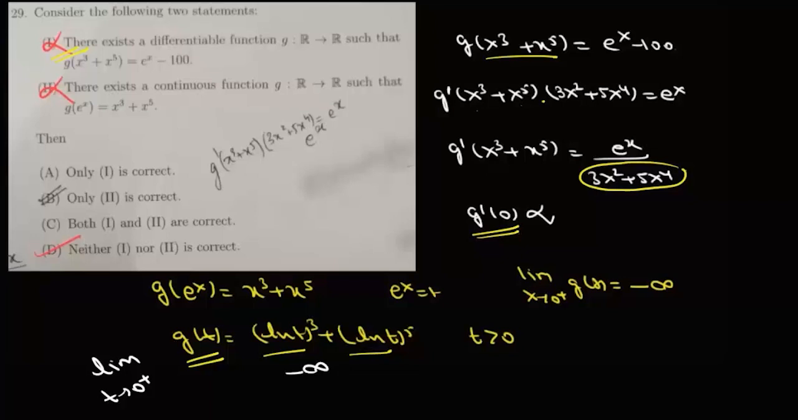That means this g of x cannot be a continuous function. And the reason being, they have defined this g of x from R to R. So there will be another part of the definition which is going to be applicable when x is less than or equal to 0. But since at 0 this function approaches minus infinite, it can never be a continuous function. So the answer to this question is neither 1 is correct nor 2 is correct.